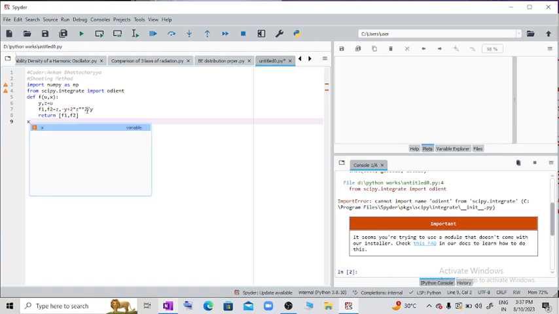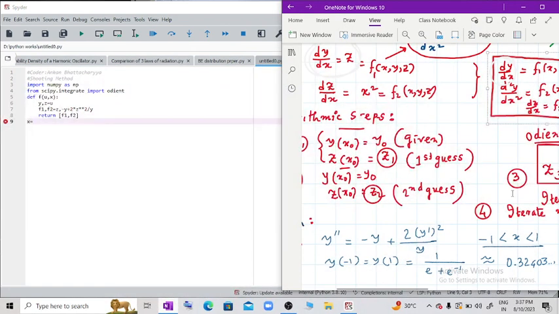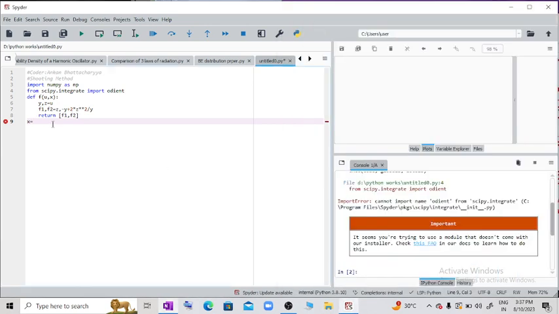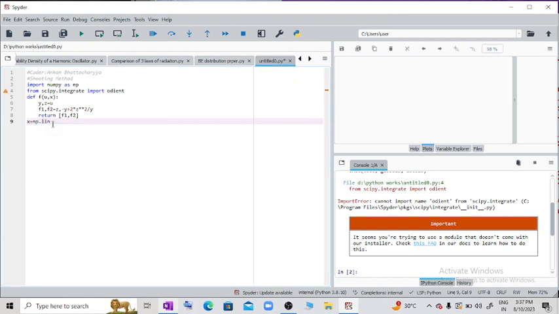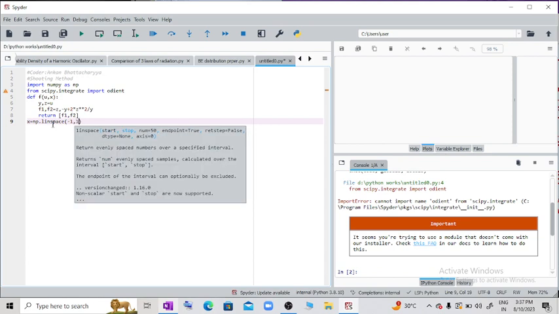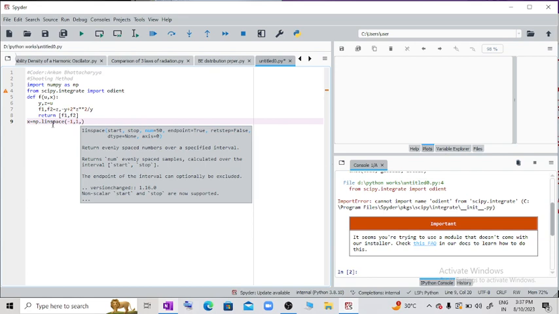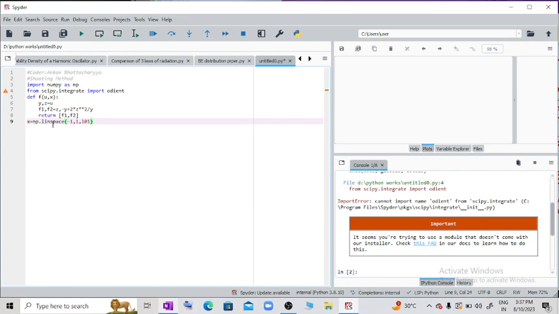Next we have to discretize our domain x in the range of the boundary given in the question, that is minus 1 to 1. X should be divided within minus 1 to 1, where minus 1 and 1 are the two boundaries. So x is np.linspace from minus 1 to 1, and the number of divisions, let us say 101.